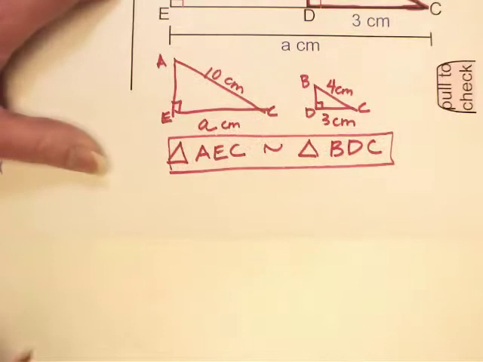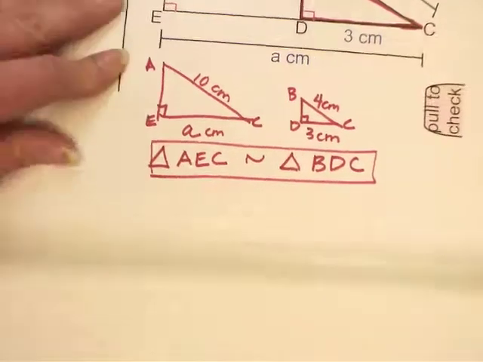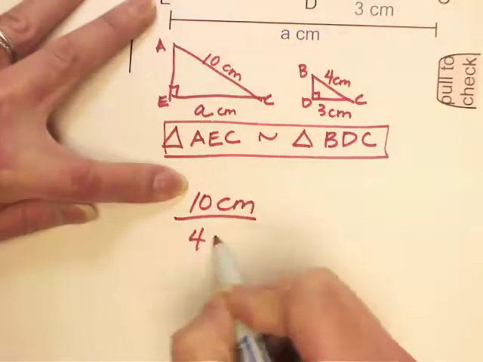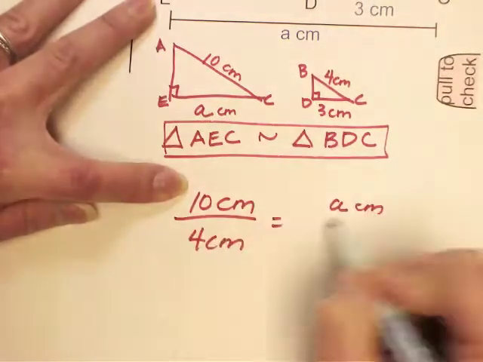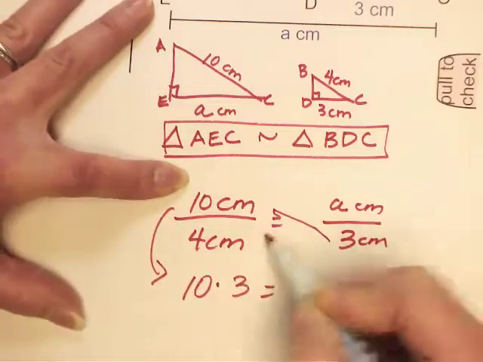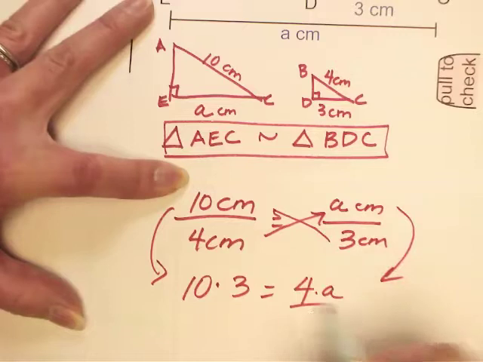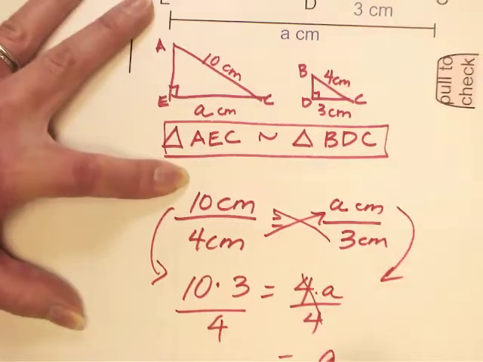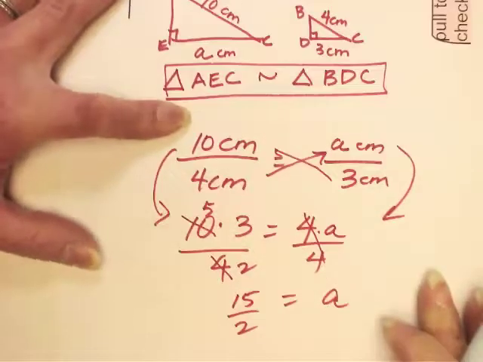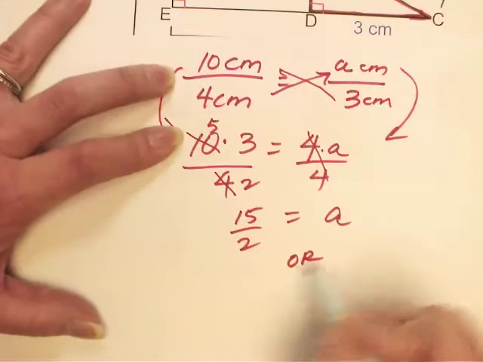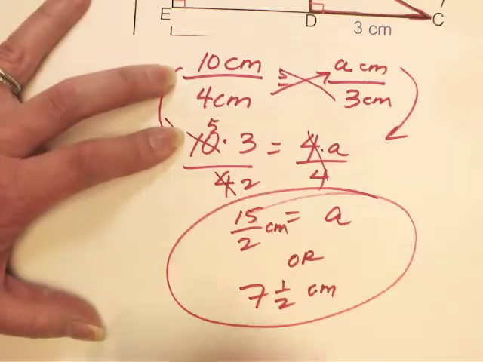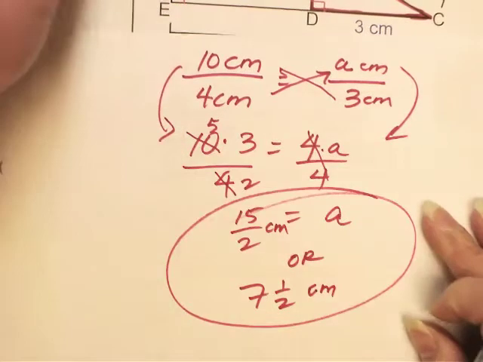So looking at this smaller diagram, which sides match? I've got 10 centimeters matches to the 4 centimeters, and I've got A centimeters matches to the 3 centimeters. I can do my cross multiplying, so 10 times 3 equals 4 times A. Go ahead and divide by 4. So A equals, and reduce by 2 here. So I get 15 over 2, or if you would like, you can also say 7.5 centimeters. Okay? That's it. And finally, our last example.